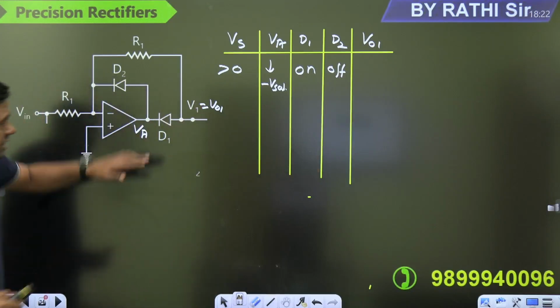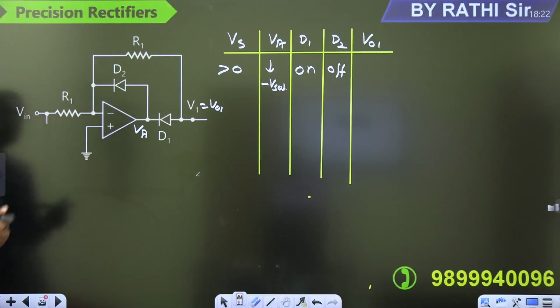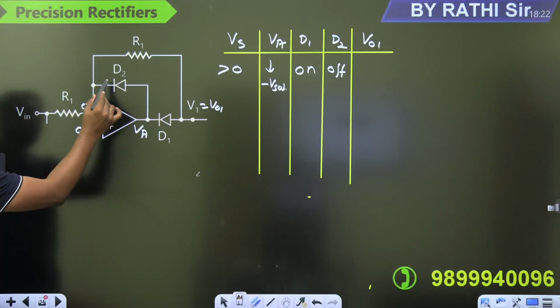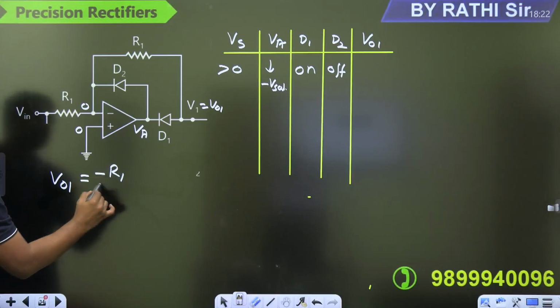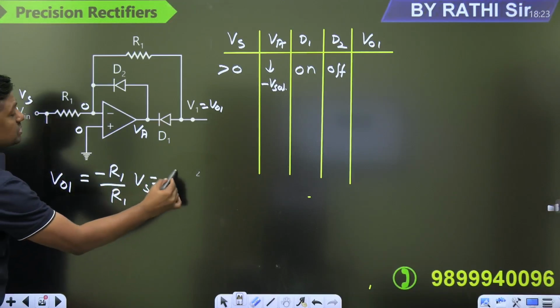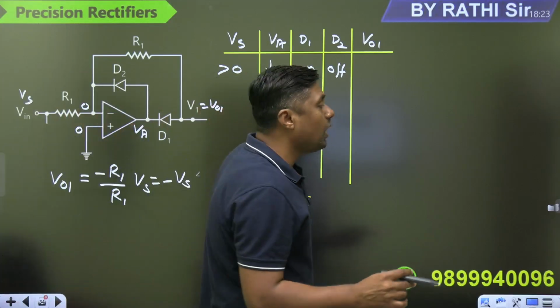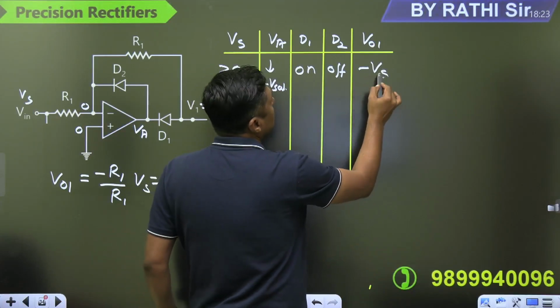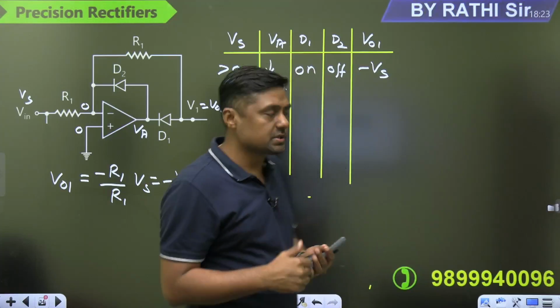Now remember, when this diode is on, there is a negative feedback, and because of negative feedback, virtual short concept is valid. This diode is off, and we are getting the output. What is the V01? V01 you can write minus RF by R1 into Vs. That is nothing but minus Vs. So during positive half we are getting the output. Because it is an inverting rectifier, we are getting the minus Vs.